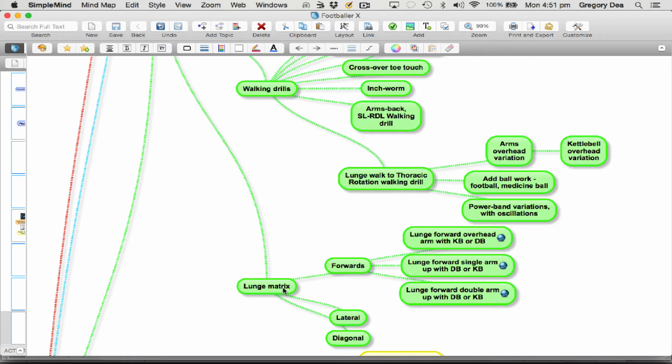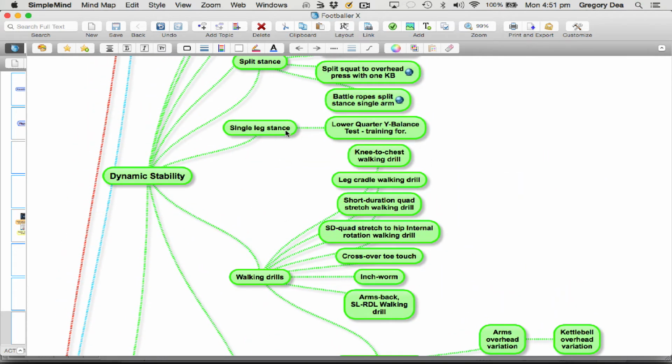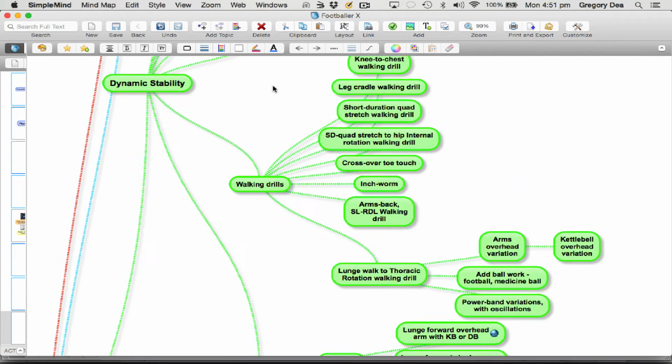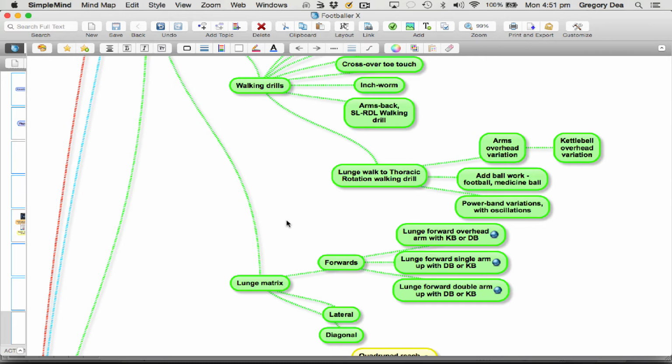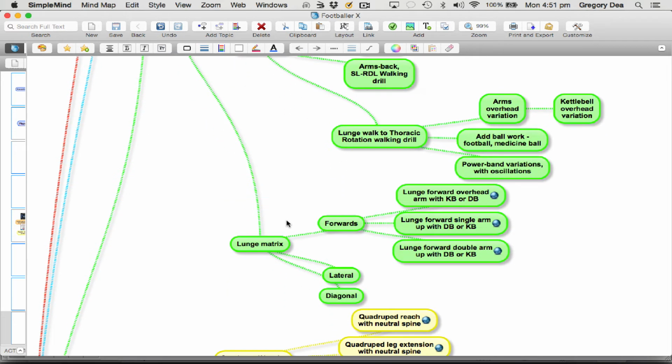There's even some lunges in there, which is more advanced than single leg stance and split stance, but it's still not really greater than body weight. You're still just handling your own body weight. You can add some dumbbells or kettlebells overhead to enhance that. He started to see the picture.